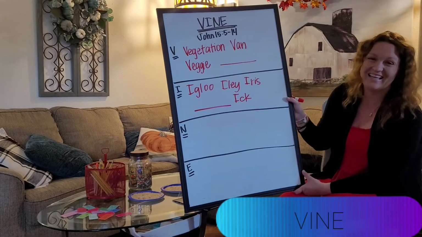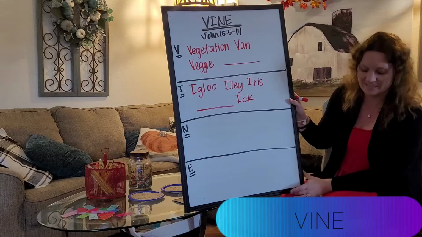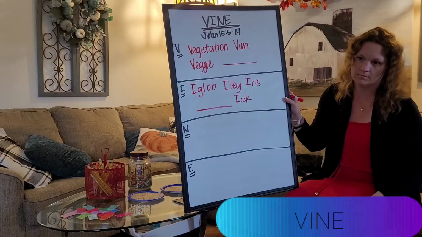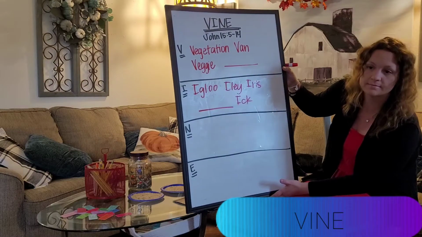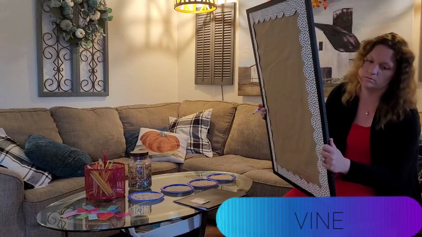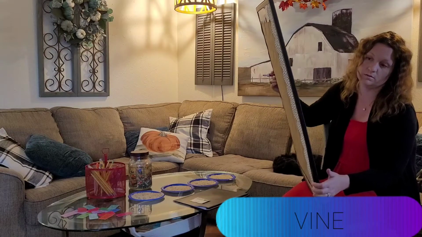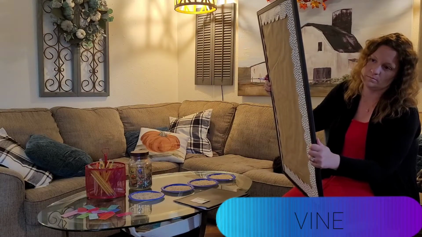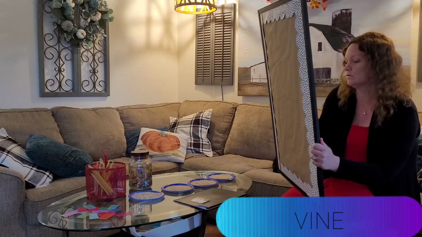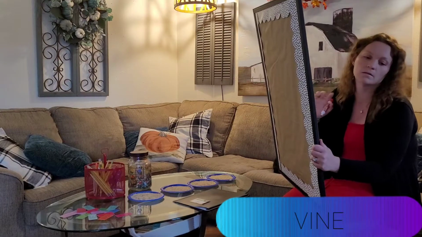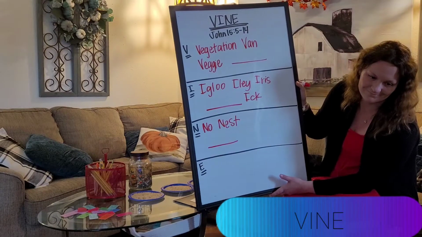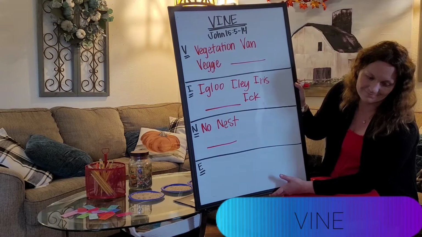Now we have N. So what starts with an N? No. Win. I know one, I just made that up. You think of one, Addison? Nest. Can you think of one, Opal? Nest.